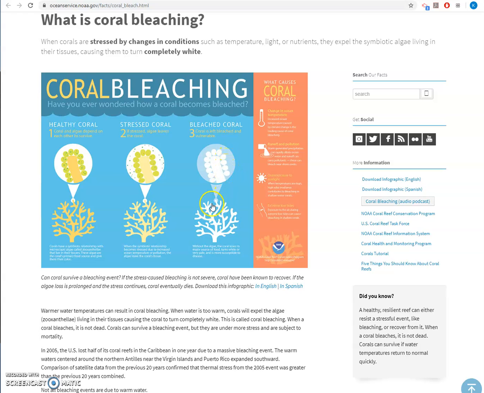So this coral can still be alive, and it can still recover, but oftentimes when you come across white coral like this, it's actually skeletal remains. There's no longer the animal in there, right? So the coral loses its major source of food, turns white, very pale, and is more susceptible to disease. So these corals can get sick.